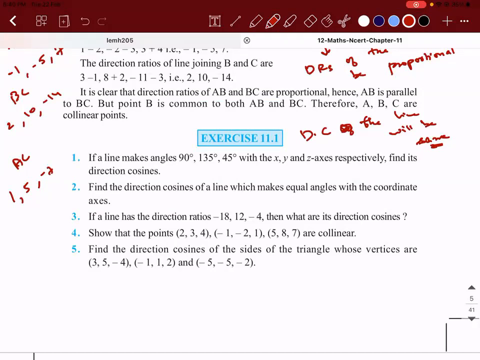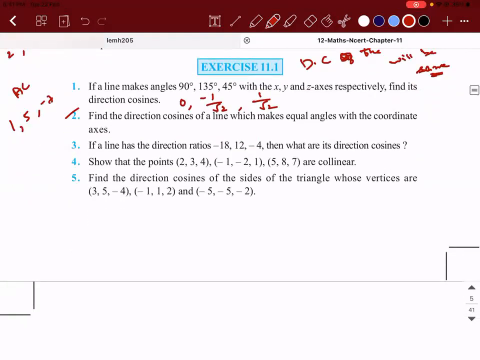Use cos alpha, cos beta, cos gamma. Cos 90 is 0. Cos 135 is -1/√2. Cos 145 is 1/√2. Find the direction cosines of the line which makes equal angles with the coordinate axis. So if it is making equal angle with the coordinate axis, then all the three direction ratios will be cos alpha, cos alpha, cos alpha.